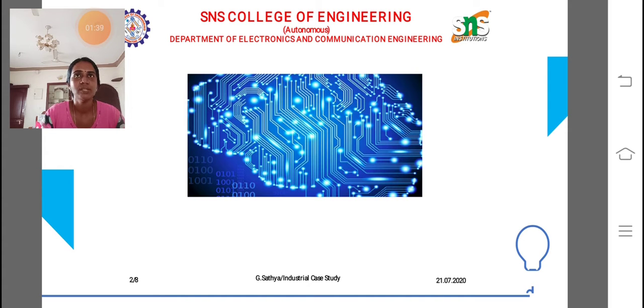What is ARM in an embedded system? That is, how does the ARM processor play a major role in embedded systems? An ARM processor is one of a family of CPUs based on the RISC architecture developed by Advanced RISC Machines, that is ARM. It is a 32-bit or 64-bit RISC multi-core processor.